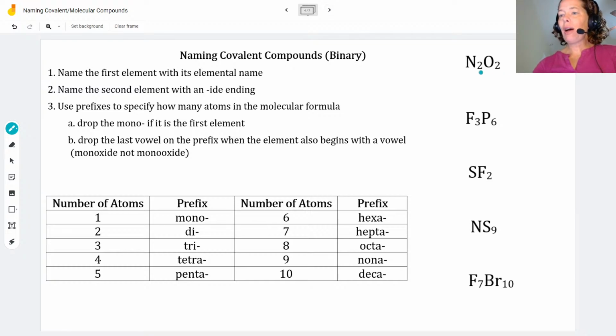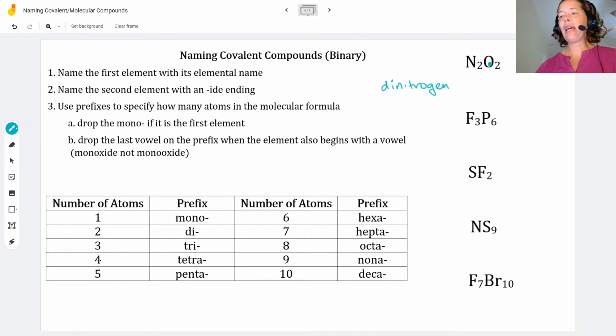Okay, so my first compound, N2O2. Can we see that one okay? Yeah, we can see that one okay. So my first element is nitrogen. I just name it with the elemental name. So this is nitrogen. How many do I have? I have 2. So going to my table, 2 atoms means I use the di prefix.